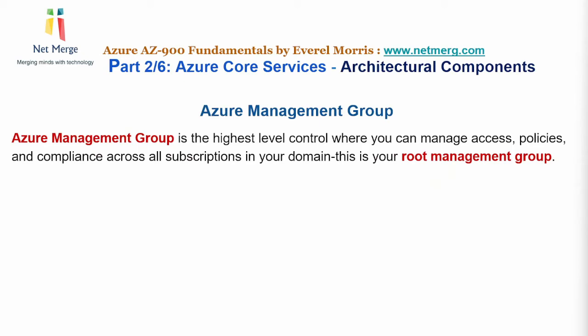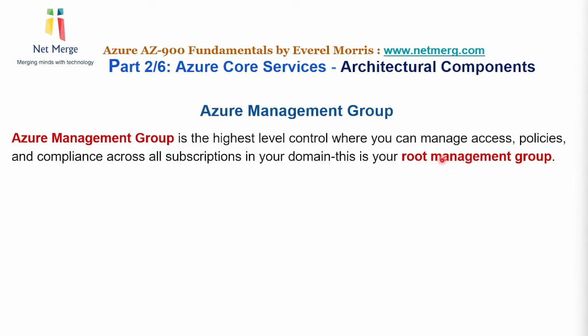Now, let's look at the management group. It's another type of organization that you could use, and this is at the highest level within Azure that you could use for grouping. So the Azure management group is at the highest level. It controls where you can manage access. It's a control you could use to manage access policies and compliance across all your Azure subscriptions in the domain. This is your root management group that your root account would be tied to.